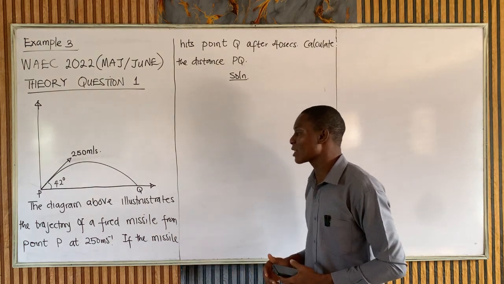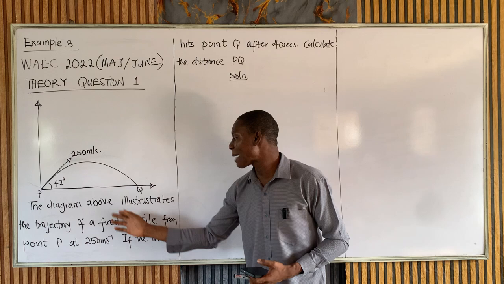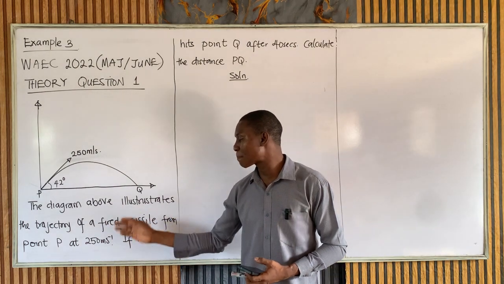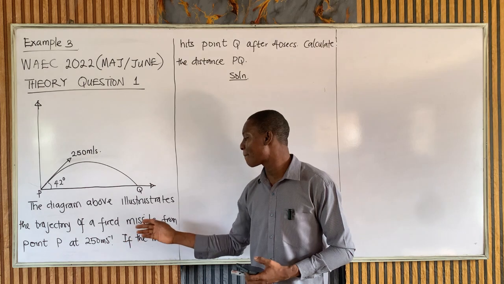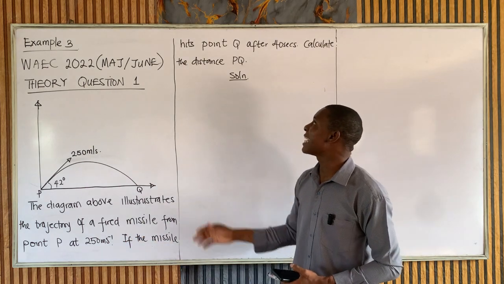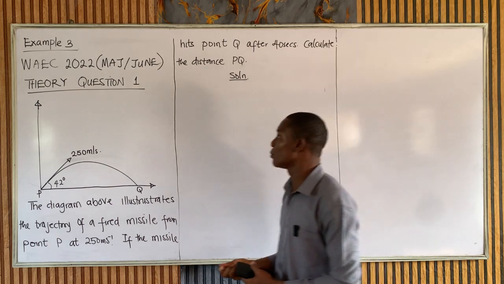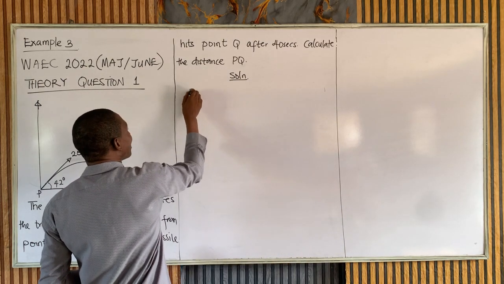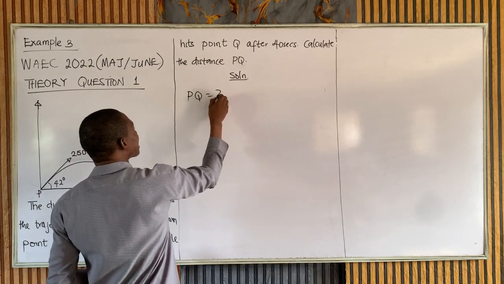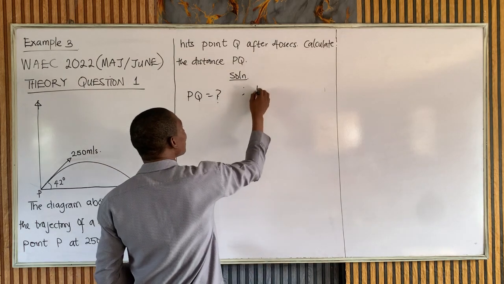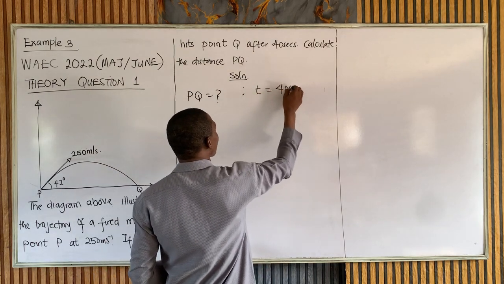But now pay close attention. Let's look at this question. The diagram above illustrates the trajectory of a fired missile from point P at 250 meters per second. If the missile hits point Q after 40 seconds, calculate the distance PQ. So what we require here is distance PQ, which you can call the range. We are given the time taken to get to Q, which is 40 seconds.